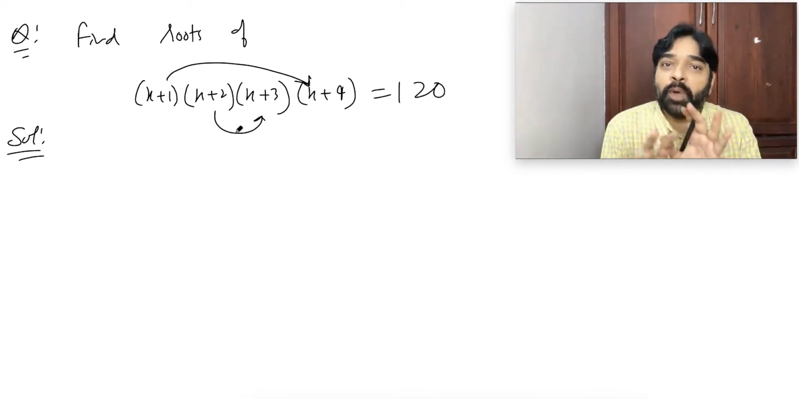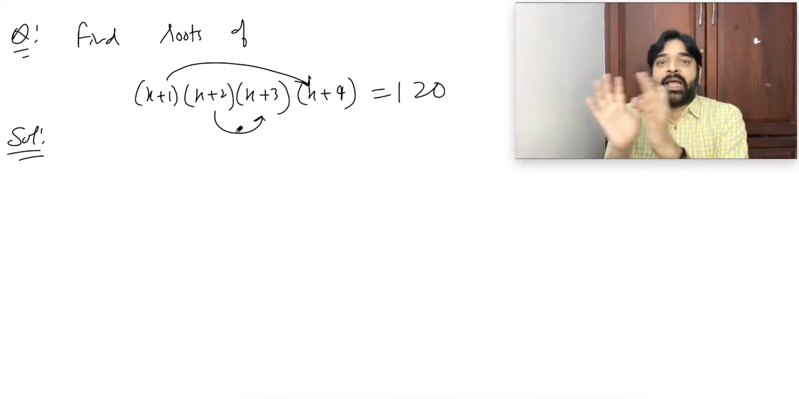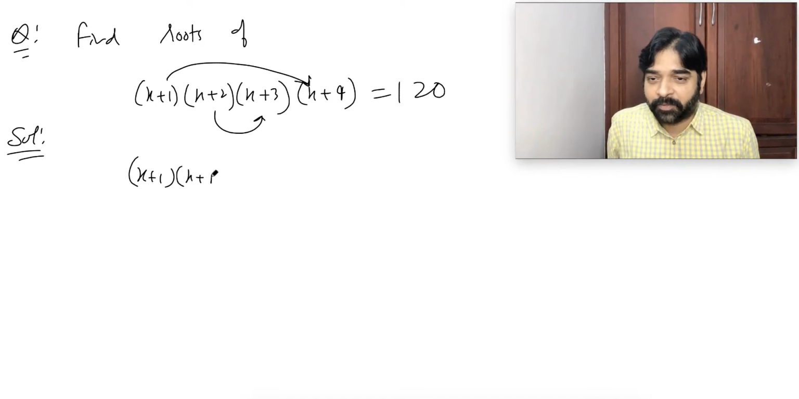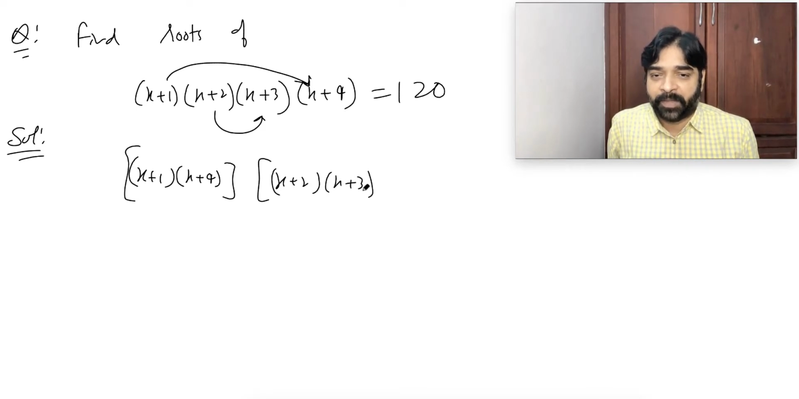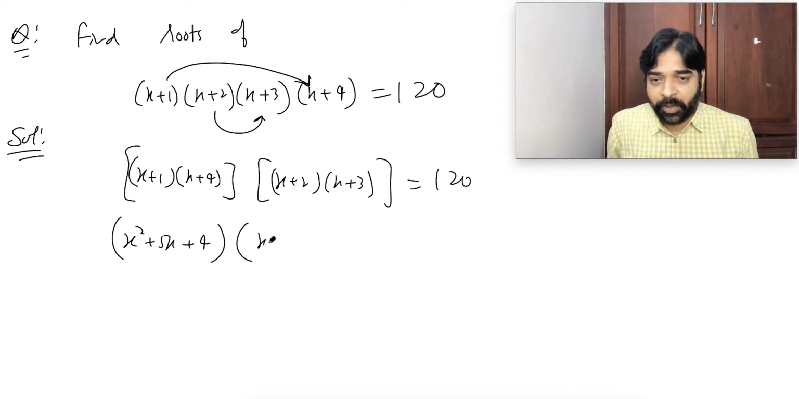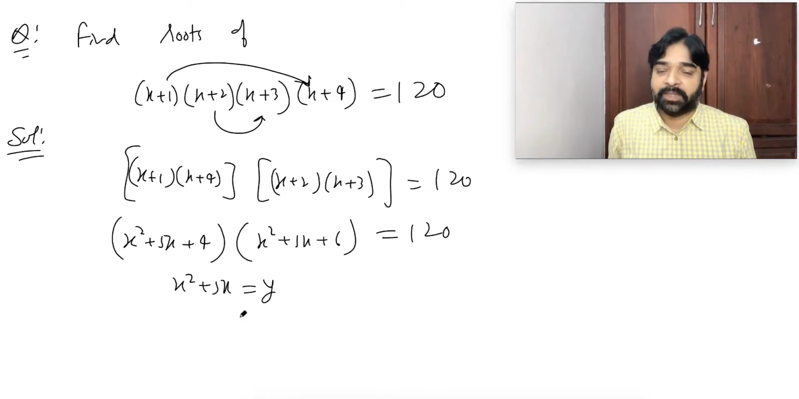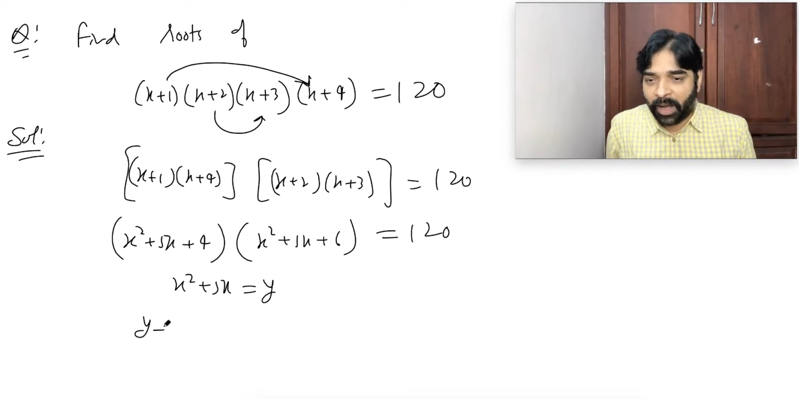So this way you have to do the arrangement in such a way that I can take the common expression as a t. Did you understand? So we can write x plus 1 into x plus 4 as one factor, and x plus 2 into x plus 3 as the other factor, equal to 120. This will become x square plus 5x plus 4 into x square plus 5x plus 6 equal to 120. Let x square plus 5x equal to y, anything, whatever you want. So y plus 4 into y plus 6 is equal to 120.